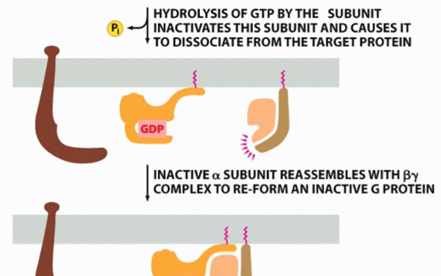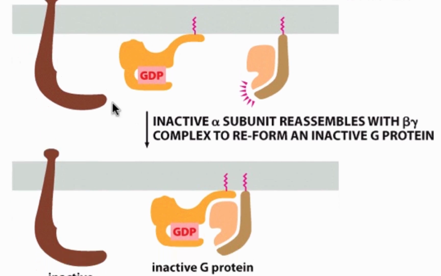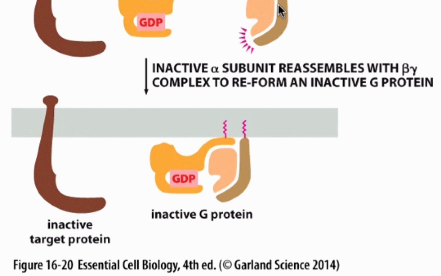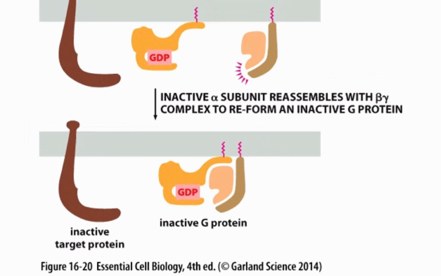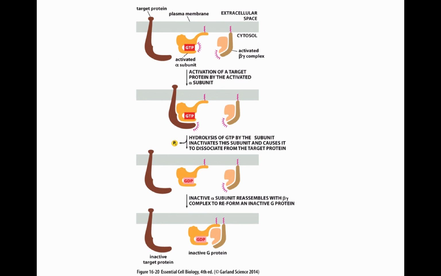GTP hydrolysis is going to inactivate the G protein, and therefore it will now revert to forming an inactive complex with the beta and gamma subunits. The cycle gets repeated by having the G protein go back to the G protein coupled receptor to become activated one more time.